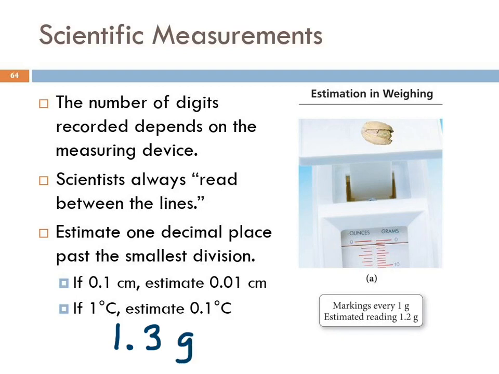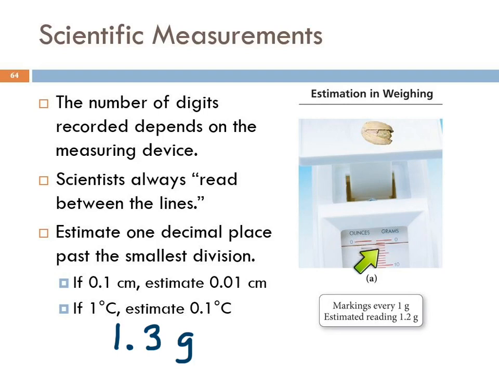Someone else might write down 1.2 grams. That's okay, because there's uncertainty in that digit. We have information. We know it's not 0.9. It's an estimate, but the estimate is very, very important. So the way that you know how many decimal places to put, and I'm really going to get on you about this in lab, is you estimate 1 decimal place past the smallest division.